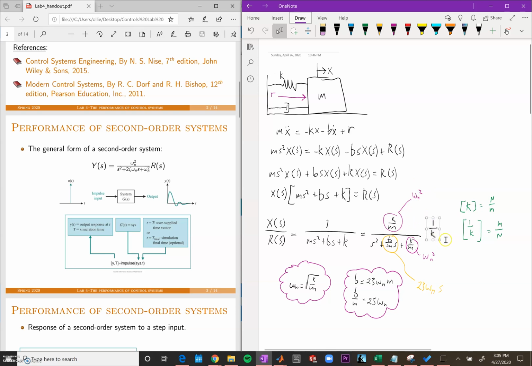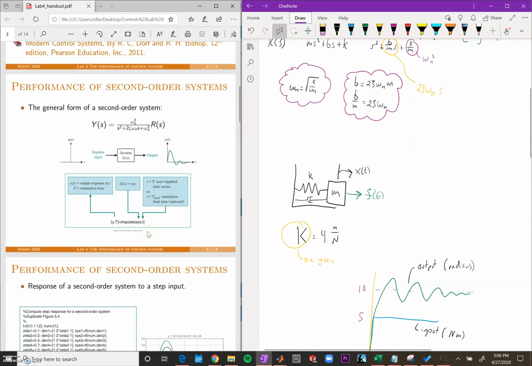And 1 over k is your DC gain. So k has units of newtons per meter, and so the inverse, 1 over k, is meters per newton. In other words, if you input just a constant force of, say, 1 newton, you're going to get 1 over k meters out of the system. So if r is, say, 3 newtons, and you have a spring constant of 1, then you're going to get 3 meters out of the system. It's going to oscillate about 3 meters and settle on 3 meters if it's underdamped. If it's overdamped, it'll just slowly approach 3 meters and stop. Okay.